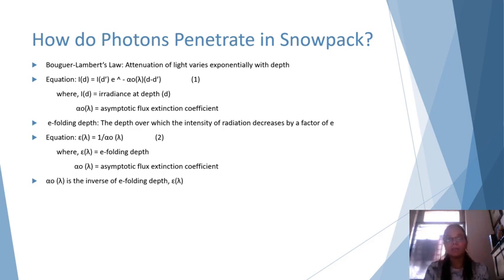This e-folding depth, which is the depth over which the intensity of radiation decreases by a factor of e, is related inversely with the asymptotic flux extinction coefficient. It thus became quite evident that the penetration of light into a snowpack, and thus the amount of photochemistry within the snowpack, is highly dependent on solar zenith angle.